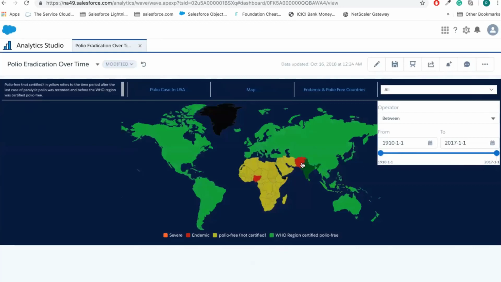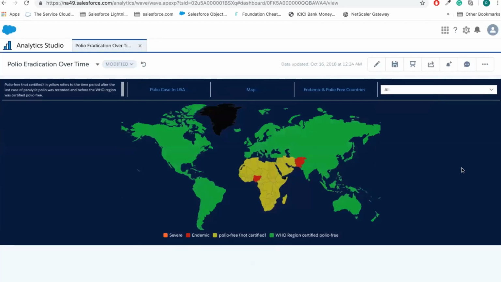But still, there's an ongoing battle in countries like Afghanistan and Pakistan, and over here in Nigeria, where the battle is still going on, and all the medical associations are doing their best to eradicate polio from the face of this planet. So this is the story which I wanted to present using data, using Einstein Analytics as a platform, and how data and how vaccination has actually helped the human race to prevail and win against this disease. So yeah, that's my story.